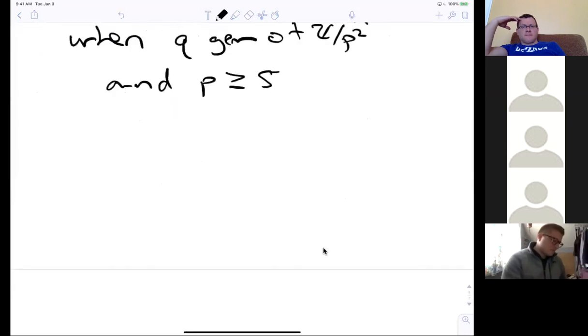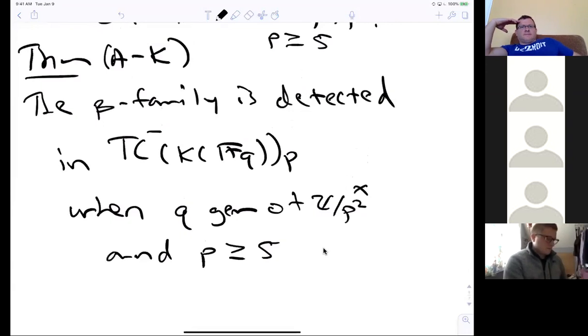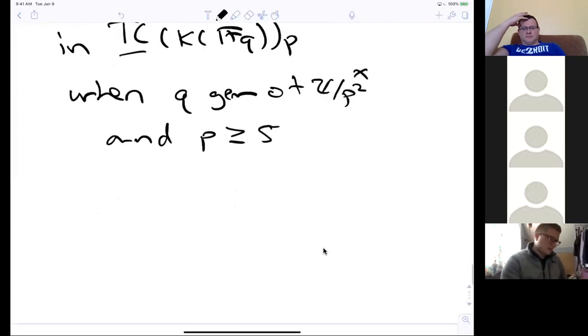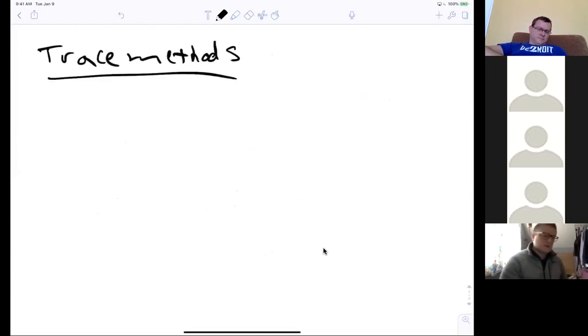Okay, so the idea is we want to show this, and so what is this object? And I want to introduce trace methods basically to discuss that. So let's talk about trace methods. This is going to be a very quick and dirty approach to trace methods, and I'm also going to take the more modern approach, which we have after Nicolaus Schulze.